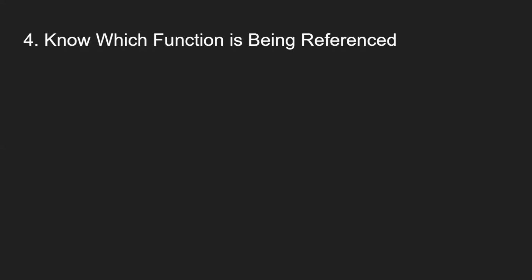Number 4 is know which function is being referenced. This is closely related to number 3 because in AP Calculus, there are multiple layers to a function when you're studying it and doing analysis. What often will happen is they'll give you a table of values, or you'll be given a graph that is dealing with one layer of a function, and then ask questions about a different layer of a function that you can deduce information about given the graph or the table.